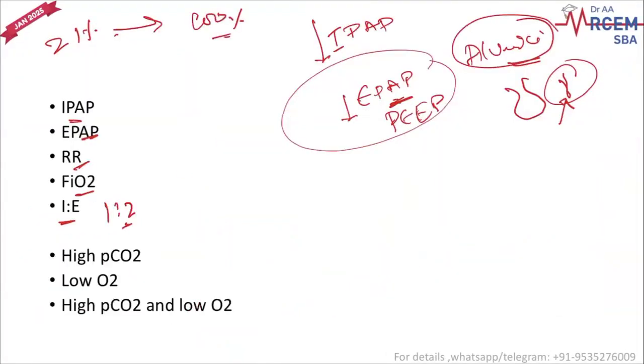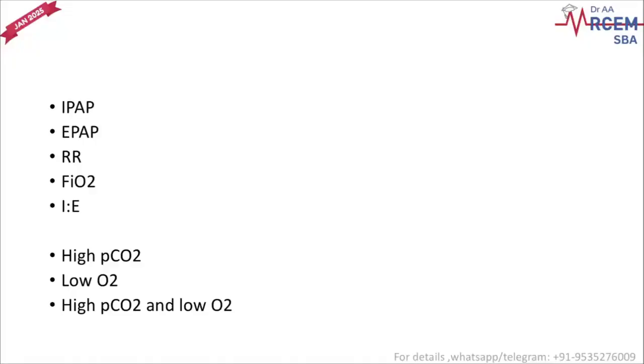So what are the settings you need to change if there are high PaCO2 values? If high PaCO2 values are there, you need to breathe out a lot. So more air should come out of your lungs so that you can wash out the carbon dioxide. For that reason, the difference between inspiratory positive airway pressure and expiratory airway pressure should be on the higher side.